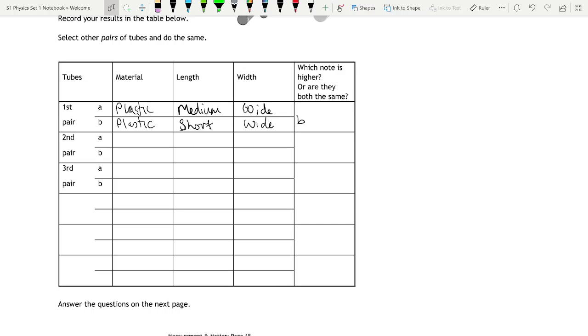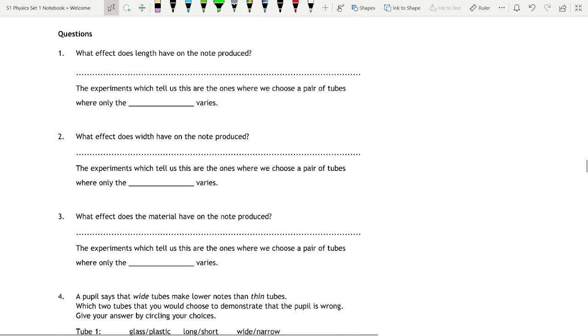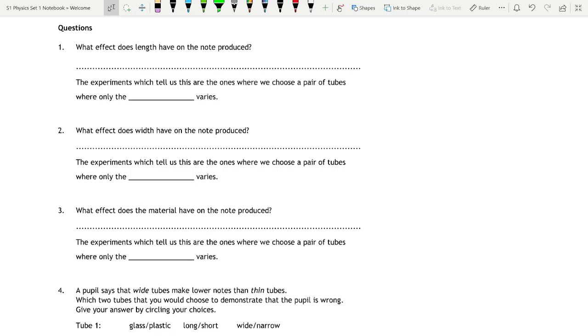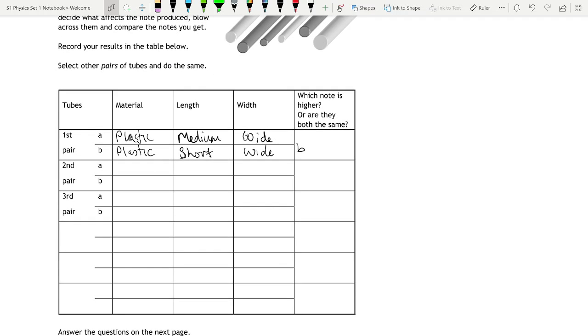And then while you're doing that, or after you've done that, I want you to have a think about the questions on the next page as well. Okay, so you're going to be doing 6 different pairs, finding out how material or length or width affect the sound, and then have a go at the questions afterwards. Are there any questions? Right, one of these boxes here.